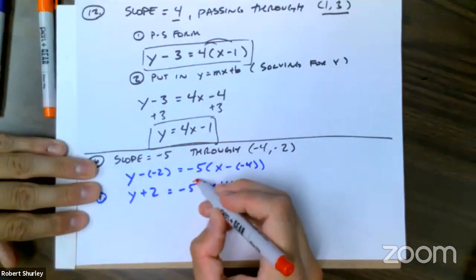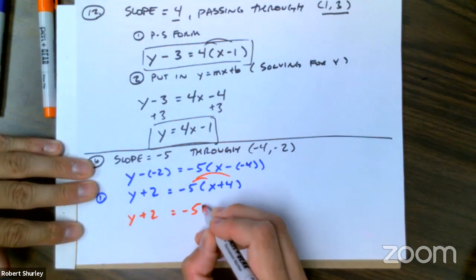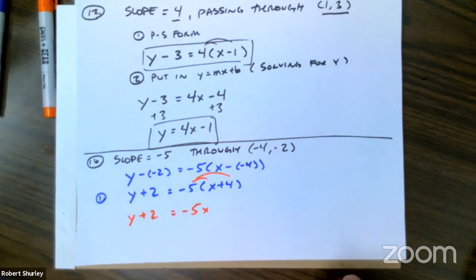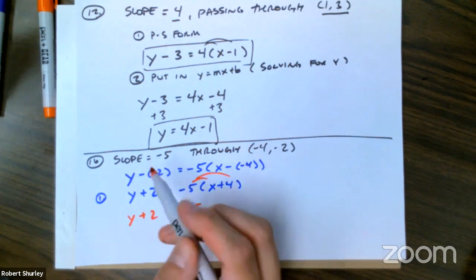Why not do that in red? Sure. So distribute the 5 and I get y plus 2. How do we get 5? I thought it was supposed to be 4 right there. Say it again. I just got confused on that one. I thought it was supposed to be 4 where you have the -5. No, the slope goes there.